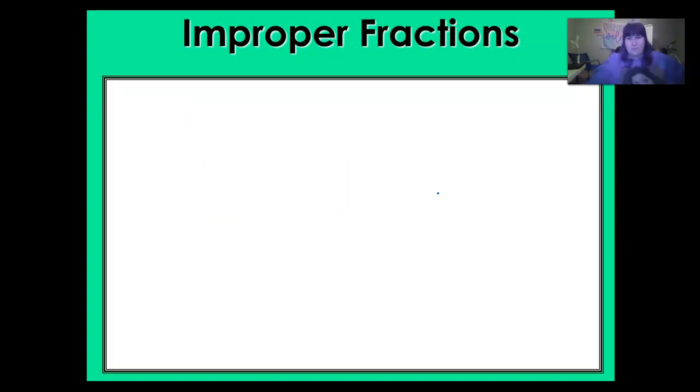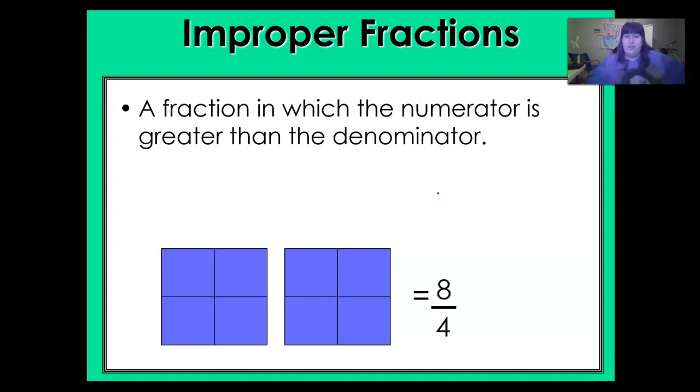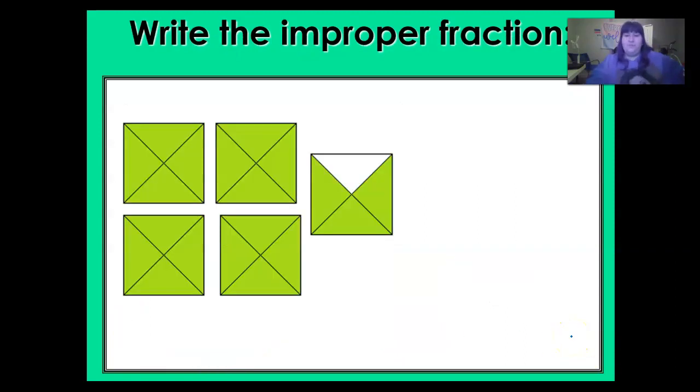All right, now let's talk about improper fractions. We're going to go the other way. Remember that an improper fraction is a fraction in which the numerator is greater than the denominator. In this case, we have 2 wholes, so you could write that as 2, or you could say, well, we have 1, 2, 3, 4, 5, 6, 7, 8 pieces, and one whole is made up of how many parts? 1, 2, 3, 4. 8/4. That's an improper fraction.